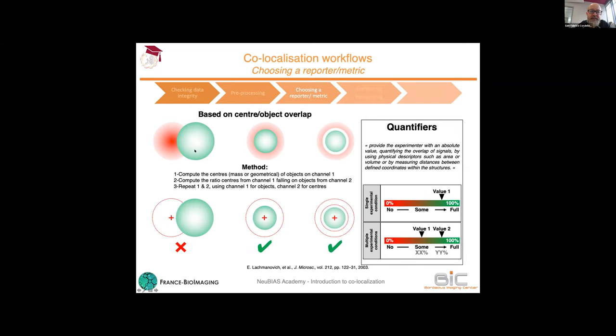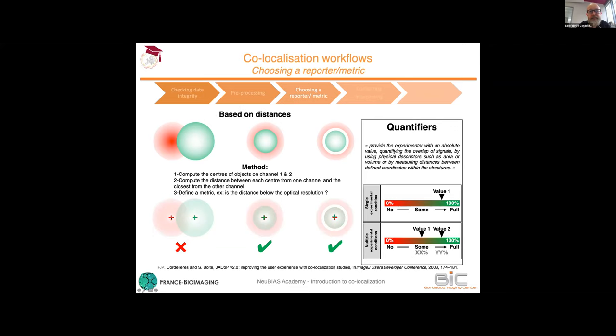On the previous slide, I was only summarizing one object by its center. Here, I will use the center for both channels. And now I will set up a simple rule. If the two crosses are separated by a distance that is less than the resolution, then I can't exclude that the two objects, the two centers, are co-localized.